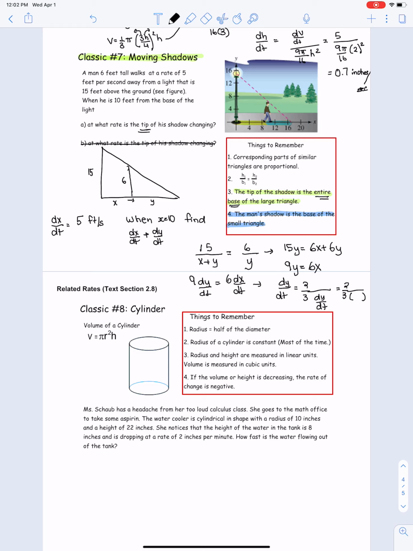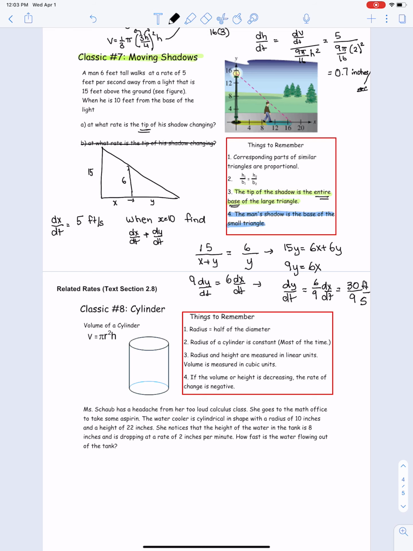Oops, I want to solve for dy/dt. I was doing it right before. My apologies there. So I want to isolate for dy/dt. So dy/dt is equal to 6 over 9 times dx/dt. My value of dx/dt is 5. So this would give me 30 over 9 feet per second.